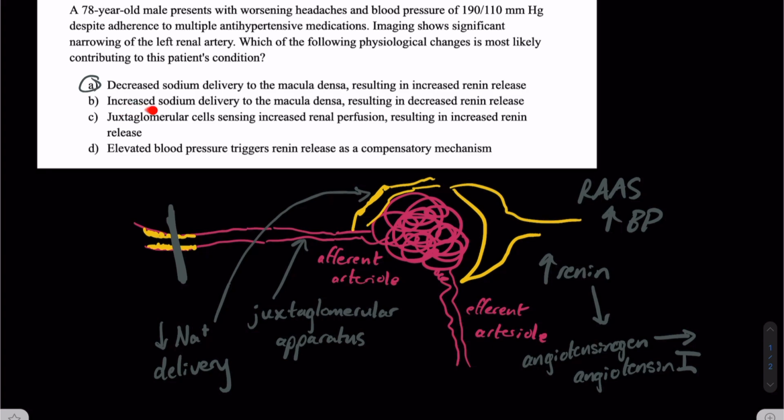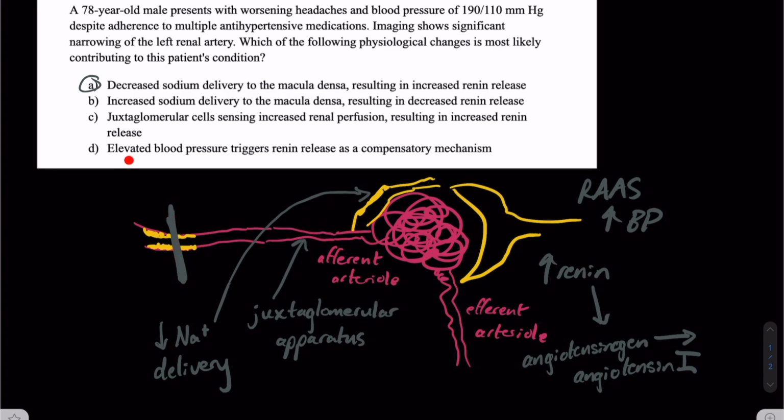B, increased sodium delivery to the macula densa, resulting in decreased renin release. This is the opposite of what happens. We get reduced sodium delivery due to the clamping down of that renal artery. C, juxtaglomerular cells sensing increased renal perfusion, resulting in increased renin release. So it does increase renin release, but the juxtaglomerular cells here are sensing decreased renal perfusion. Remember, they're here, they're going to be downstream of this occlusion.